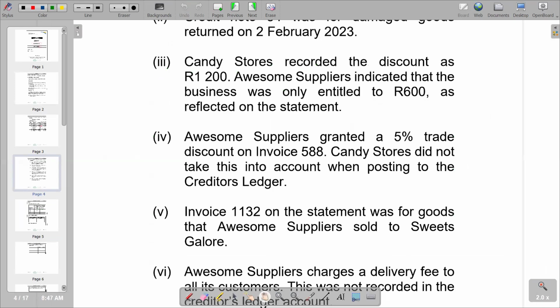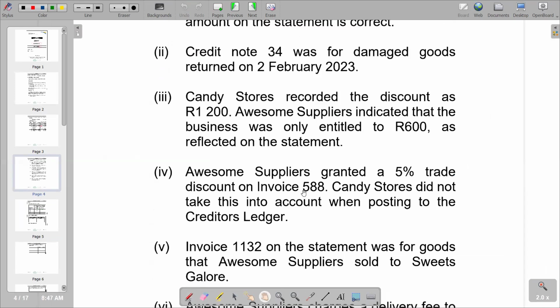next item that we have, which is 4, which is saying some suppliers granted a 5% trade discount on invoice 588. Candy stores did not take this into account when posting to the creditors ledger. So in the creditors ledger, the trade discount was not subtracted. So we have to calculate it so that we subtract it.